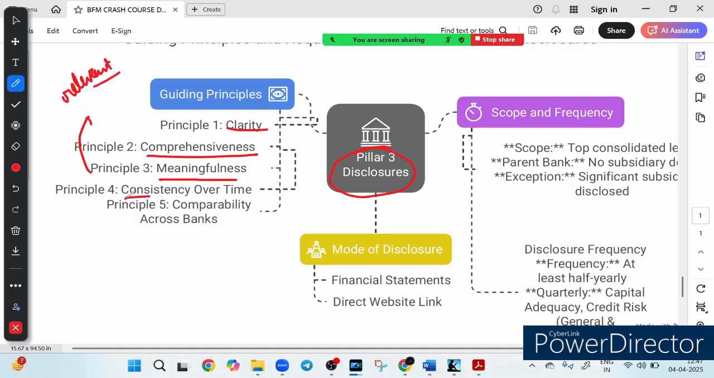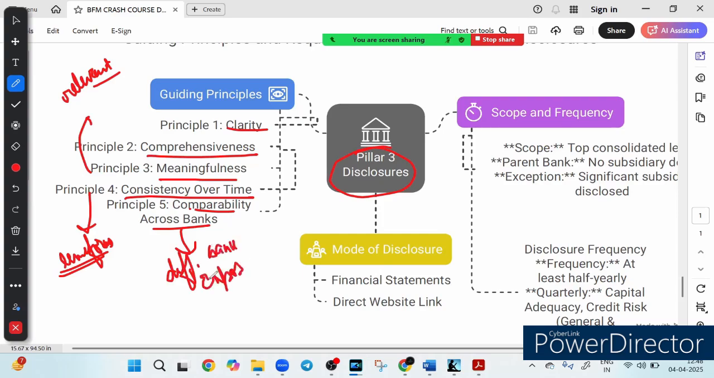Principle number 4 is the consistency over time principle, which means disclosure should be uniform, it should be consistent, right? Why? To allow easy comparison across periods, and it should be comparable, which means investors should be able to compare different banks' risk exposure effectively. So different banks' exposures should be compared easily. So these principles ensure that financial disclosures are not just a formality, but rather a powerful tool for transparency and trust.